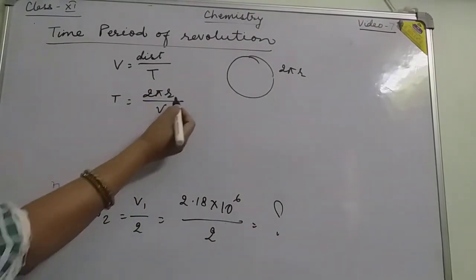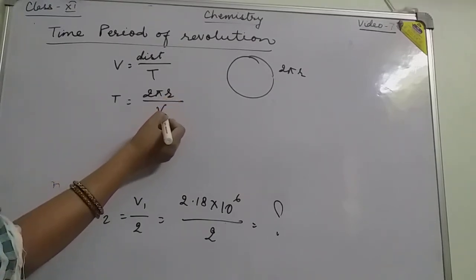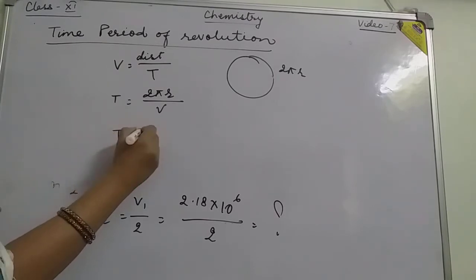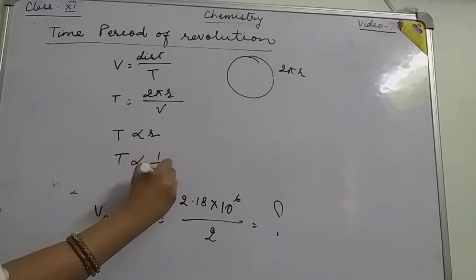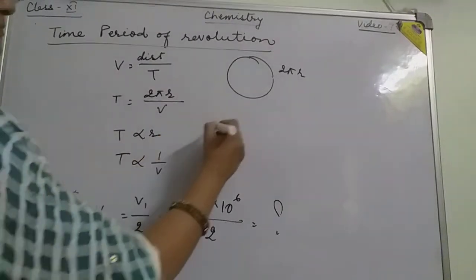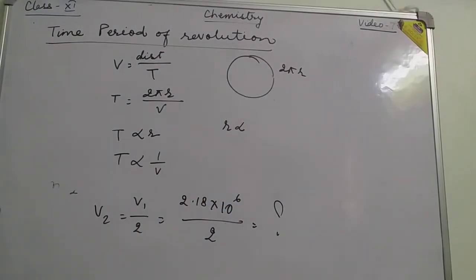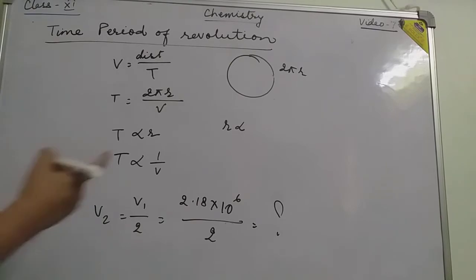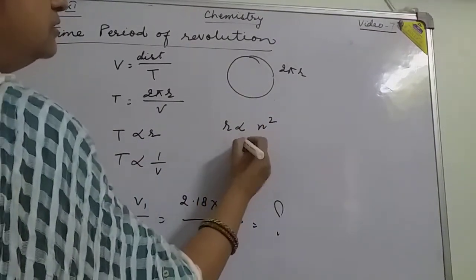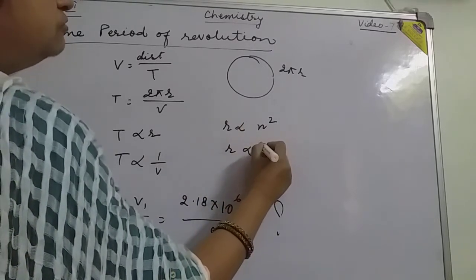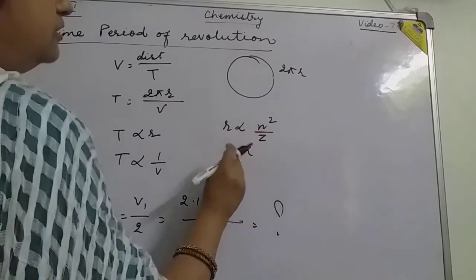We can use the calculated radius and velocity in these two terms. Here, t is directly proportional to r and inversely proportional to the velocity. We know that r is directly proportional to n square and inversely proportional to z, so r is directly proportional to n square by z.